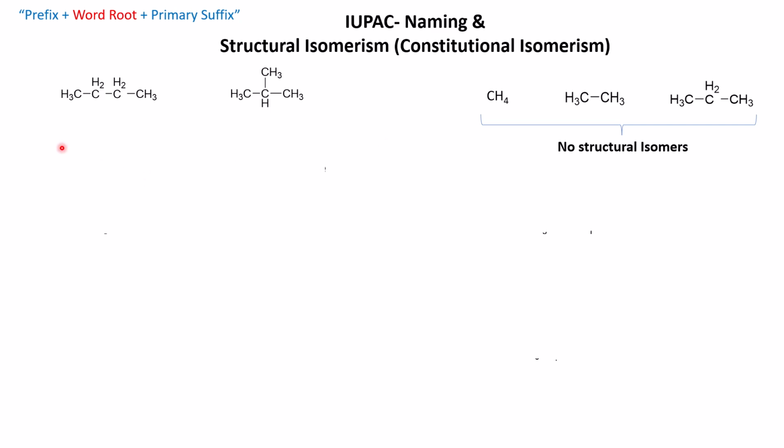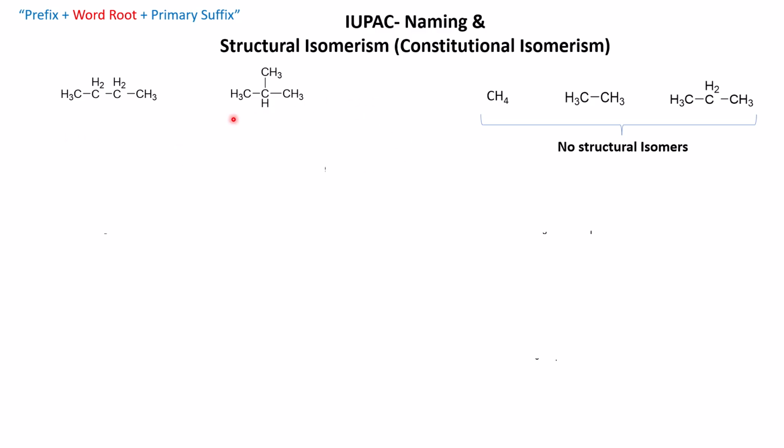So how are we going to name these molecules? Because these two molecules are different: this is n-butane, and this is 2-methylpropane. Their chemical formula might be the same, but their physical properties are clearly different. In this compound, you have 4 carbon atoms, so the word root is but, and with carbon-carbon single bonds, it's butane.